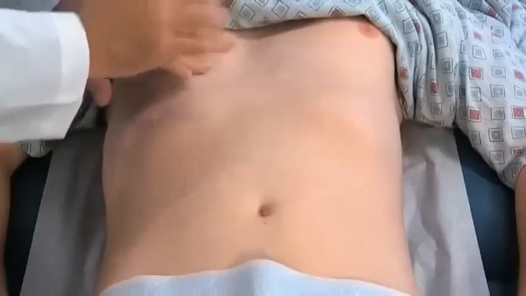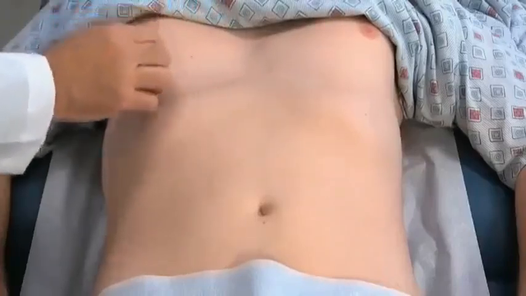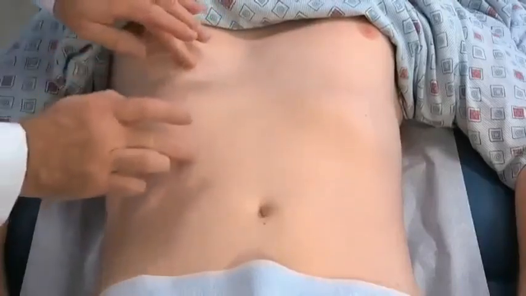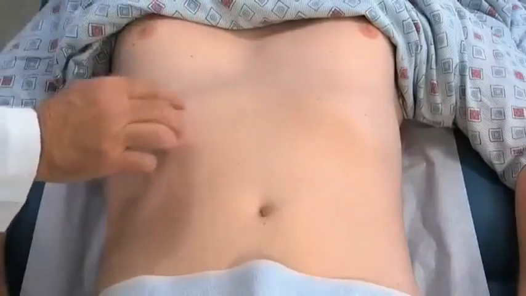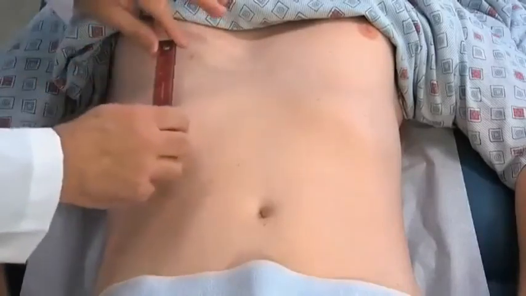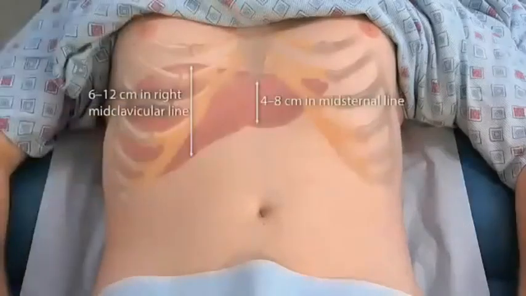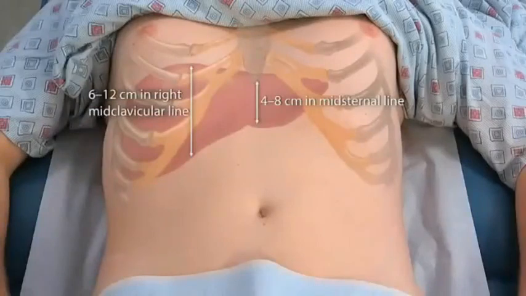Next, identify the upper border of liver dullness. Starting at the nipple line, lightly percuss from lung resonance down toward liver dullness. Measure the span of liver dullness between those 2 points. The normal liver span in men is shown here, and it is generally greater in men than in women.